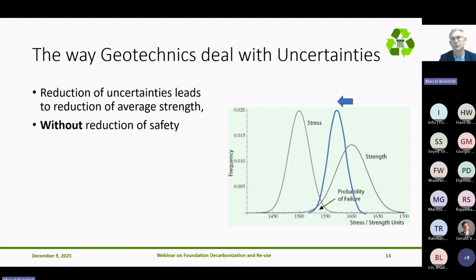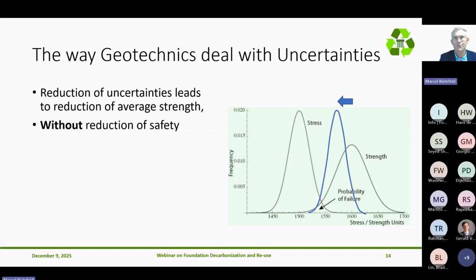So if we are able to reduce the uncertainties, then we can deal with lower strength averages without reduction of the safety, because that's important. We don't want to reduce the safety of the structures we construct.